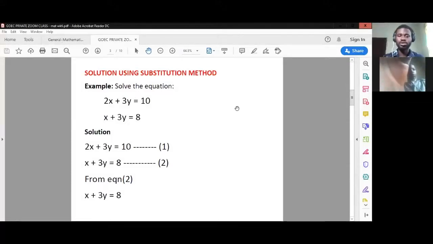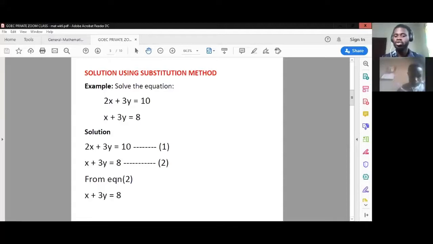Let's look at the features that I told you earlier. Now you see there are two equations. So that tells us that the feature is correct. And then there are two unknowns. We have the unknown x and also the unknown y. So this tells us that what we have said earlier about the features of simultaneous linear equations is correct. We have two equations, we have two unknowns.